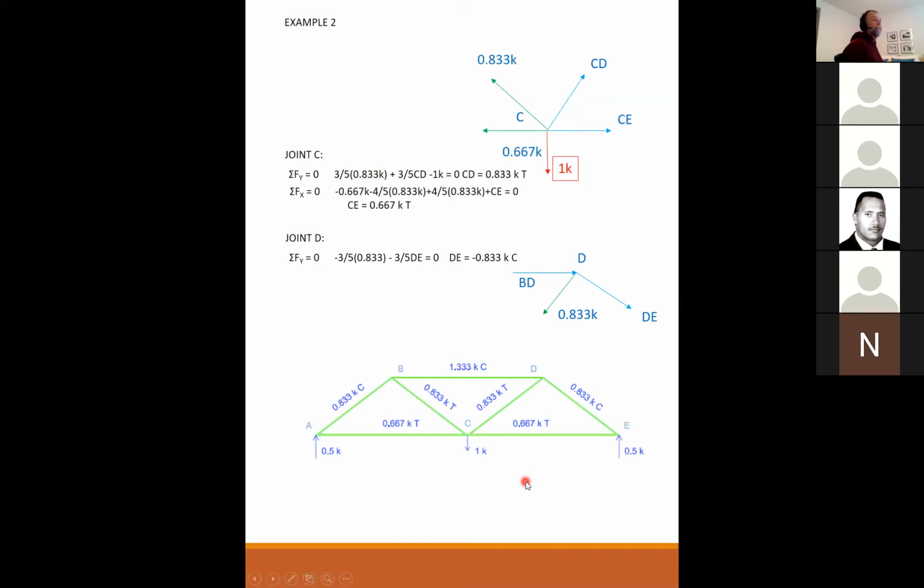So here's the final layout. This is what we just solved. I just put all these results right back onto this diagram, labeling everything with a T or a C to indicate tension or compression. Okay, so this is this truss solved for the virtual load. Any questions on this?